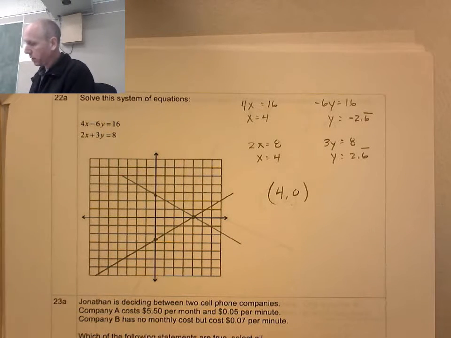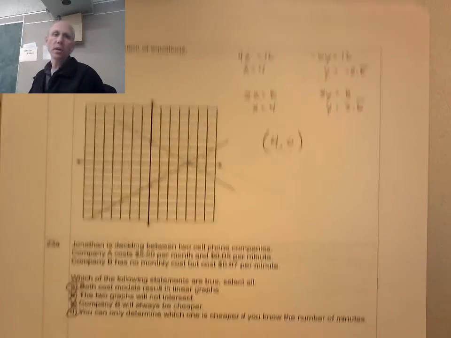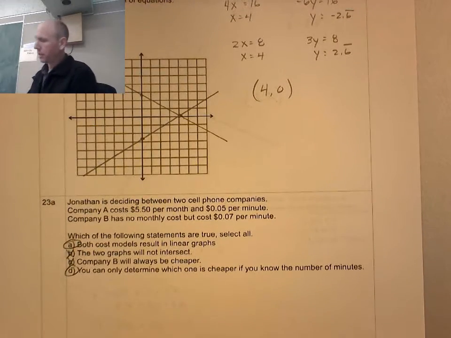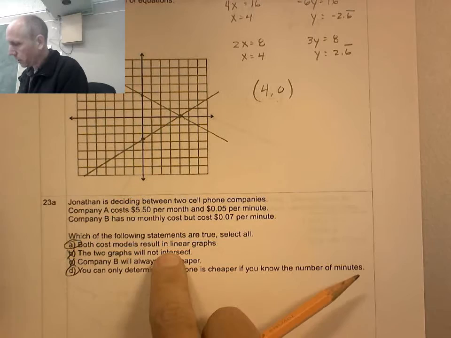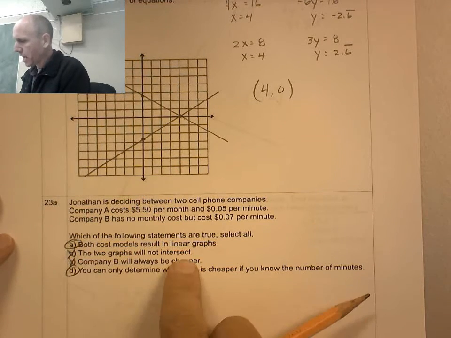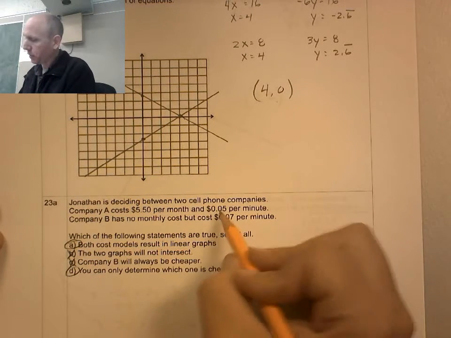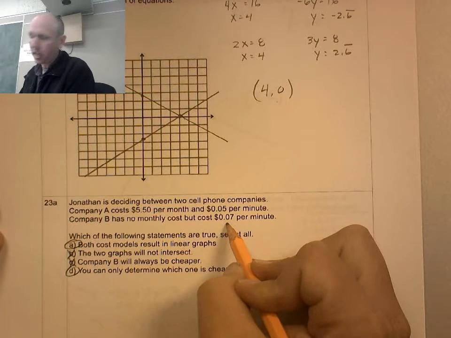Jonathan is deciding between cell phone companies. These are both linear equations. So both cost models are linear. That's true. The 2 graphs will not intersect. Well, they will intersect because they have different slopes. That's the slope, the change.